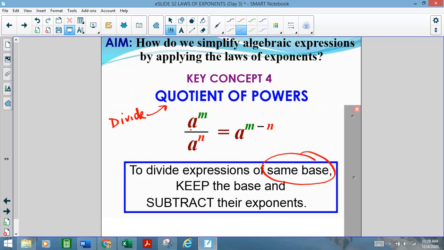So we have an a in the numerator, an a in the denominator, and that's why it equals the same a. And because we're dividing, instead of adding the exponents, we are subtracting them. So basically, this is the opposite of multiplication. Again, keep the same base and then subtract their exponents.